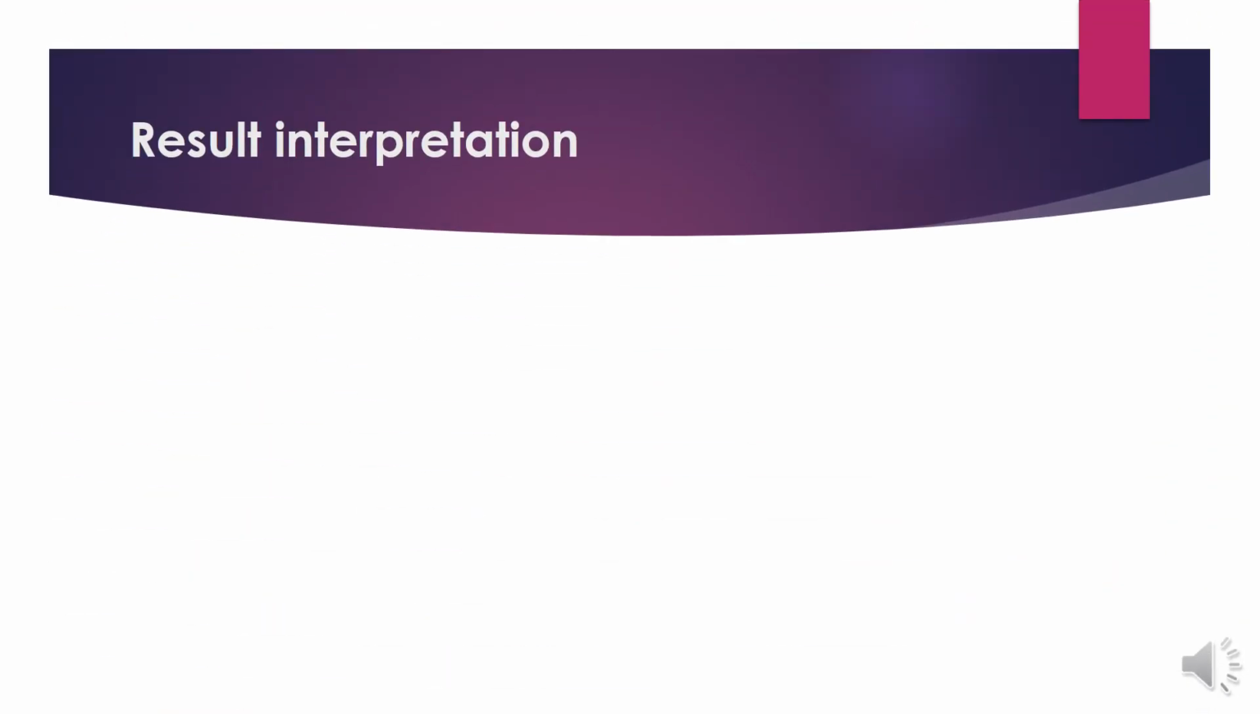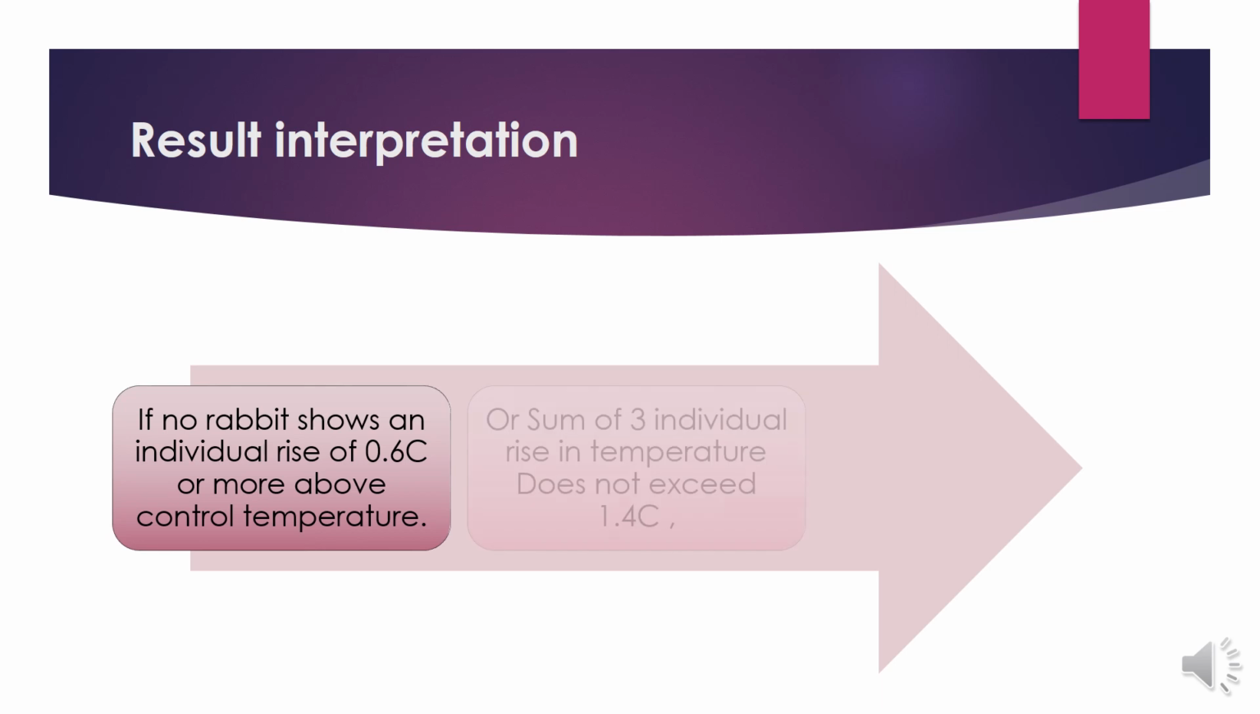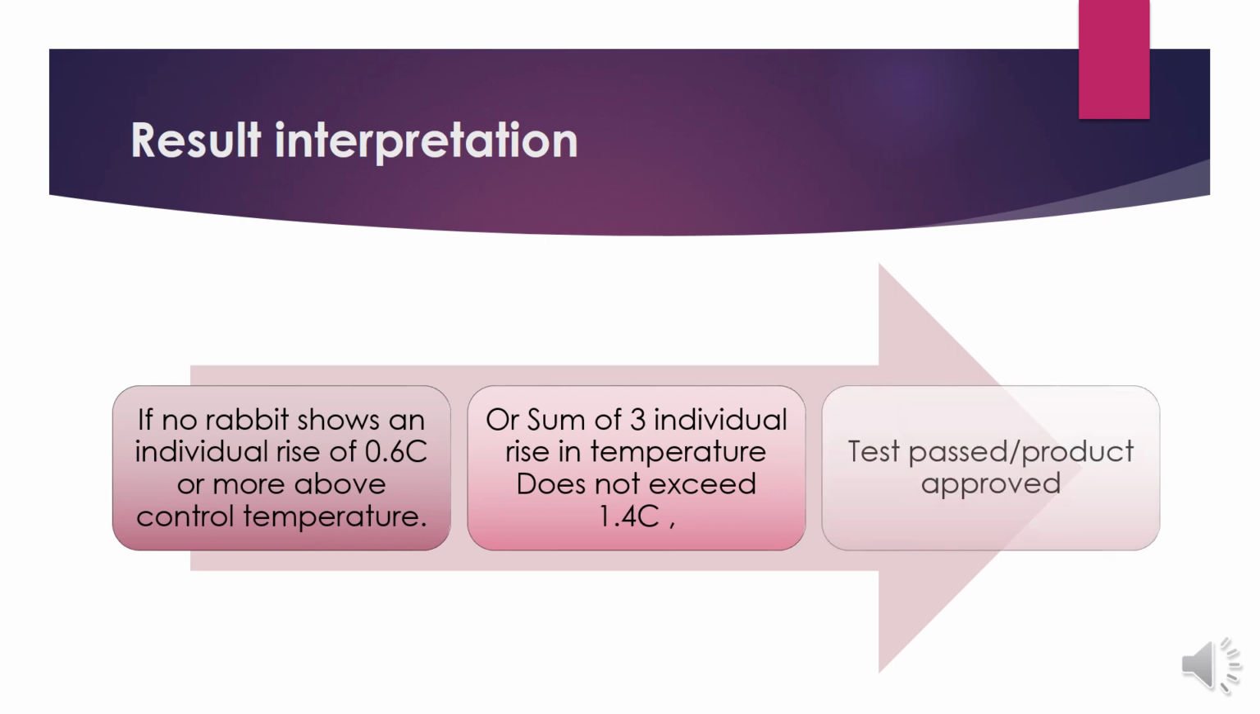Result interpretation for the pyrogen test. After recording the temperature at 1, 2 and 3 hours subsequent to the injection and comparing with the control temperature of each rabbit, it says if no rabbit shows an individual rise of 0.6 degrees centigrade or more above control temperature, or the sum of three individual rises in temperature does not exceed 1.4 degrees centigrade, the test passes or your product is approved.